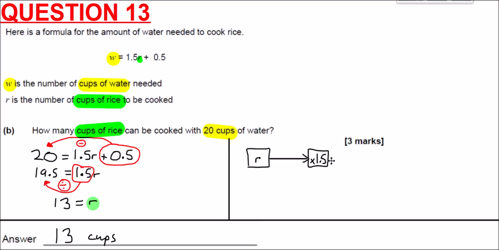So if we add on 0.5, that's the next step we get. And after we add on 0.5, nothing else happens. What comes out of the other end is just what W is equal to. We're told in this instance that W is 20 cups of water.